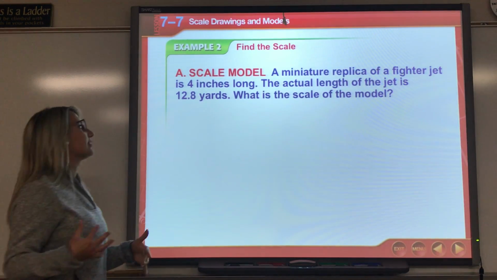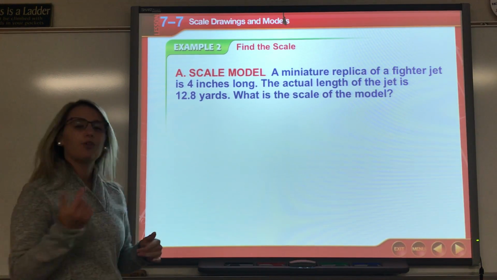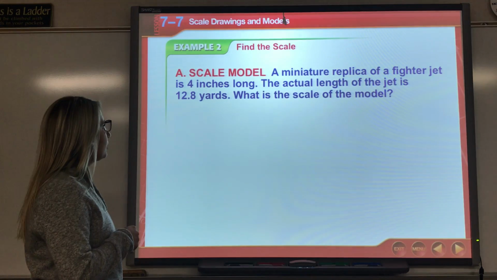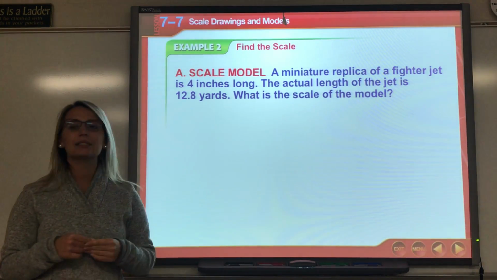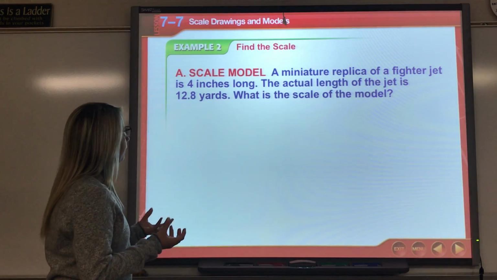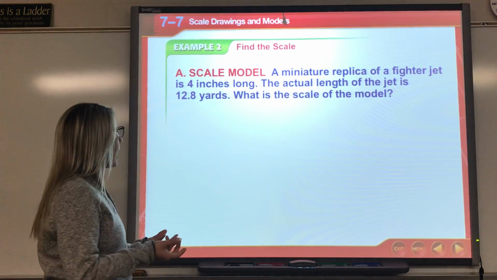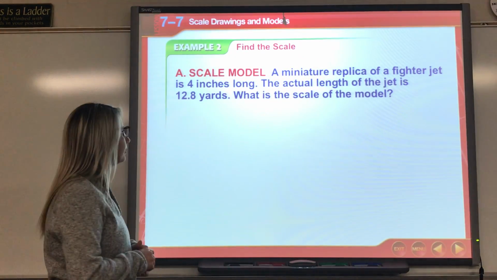Okay, so now we have to find the scale. We're given a miniature replica of a fighter jet that is 4 inches long. The actual length of the jet is 12.8 yards. What is the scale of the model? Notice that the replica is in inches, and the actual length is in yards, and that's okay.